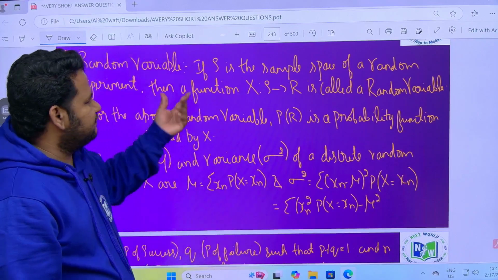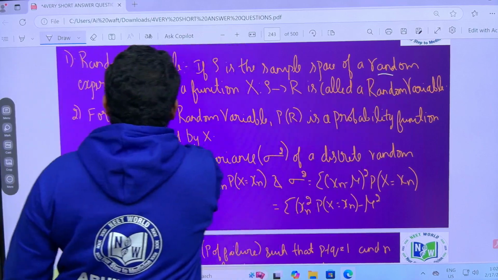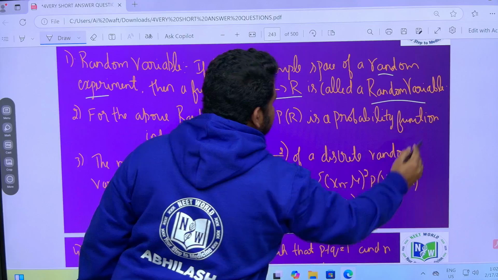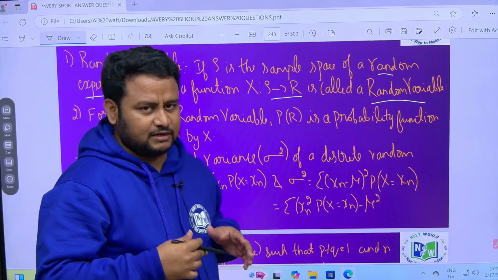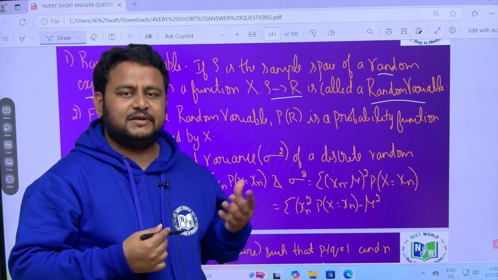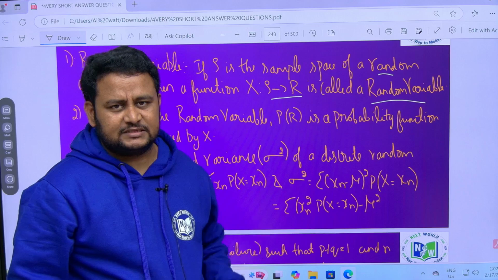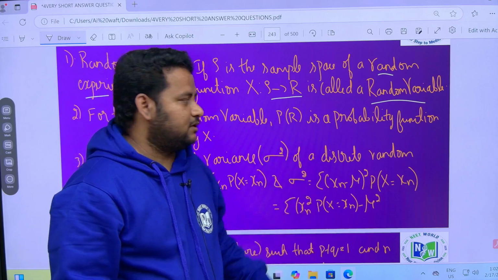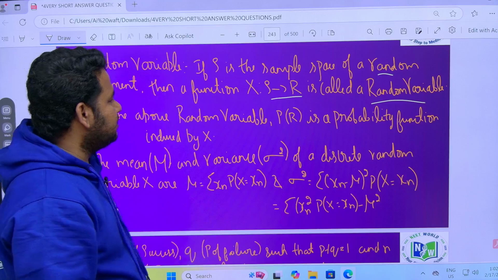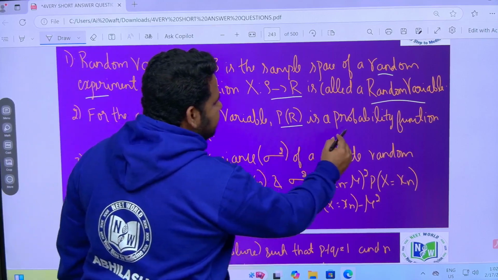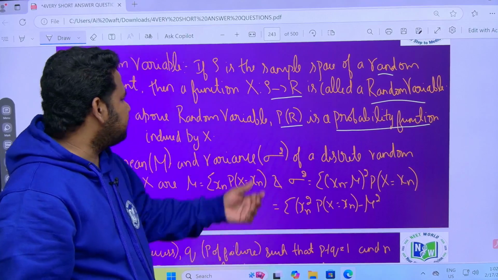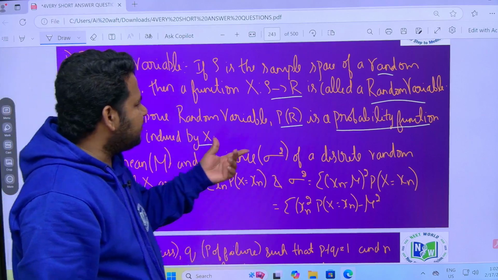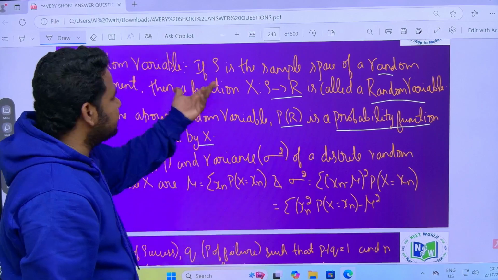Random variable: if S is the sample space of a random experiment, then a function X from S to R is called a random variable. One thing you must understand: by looking at the word random variable, you shouldn't feel that the variable is random. The term random variable is a misnomer; it is neither random nor a variable. Got it? Now, for the above random variable, P of R is the probability function induced by the random variable X.